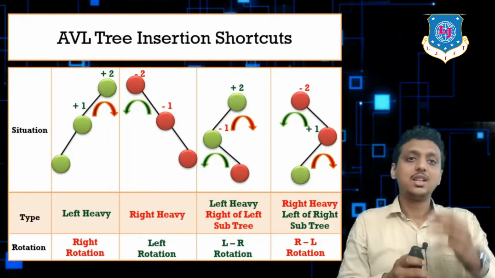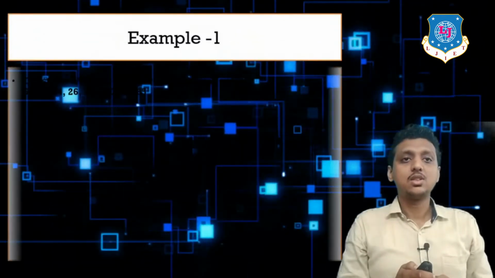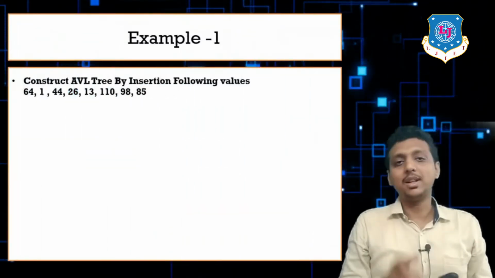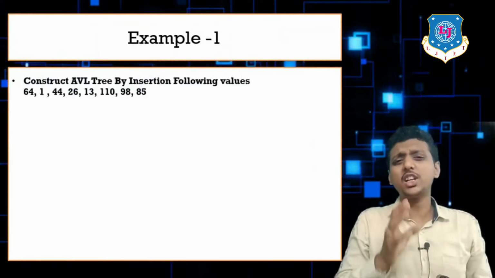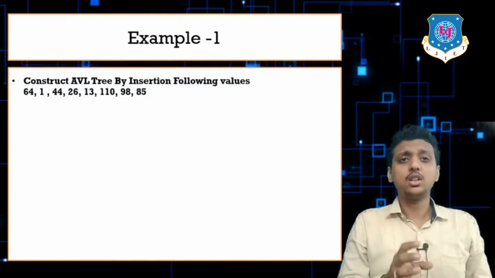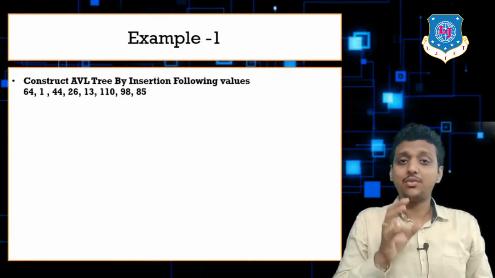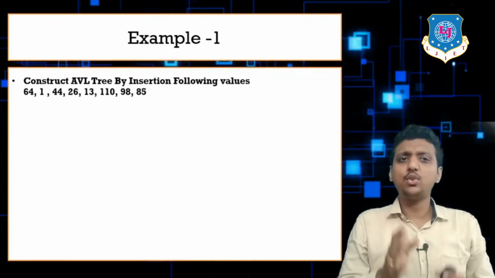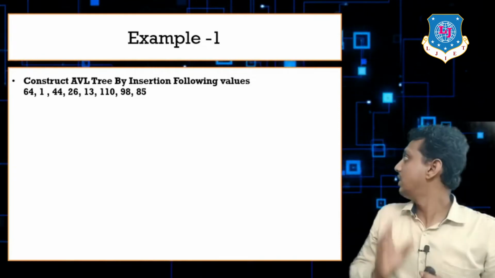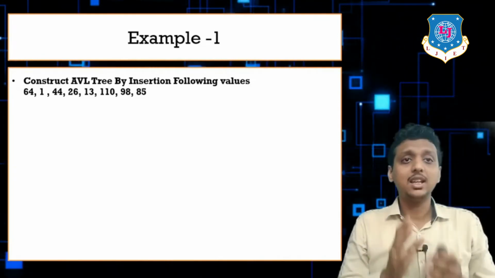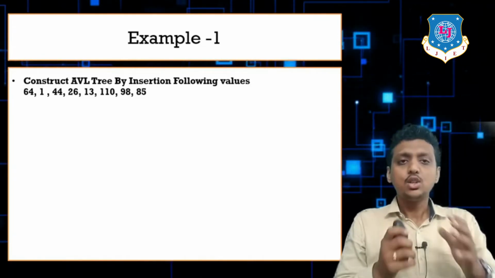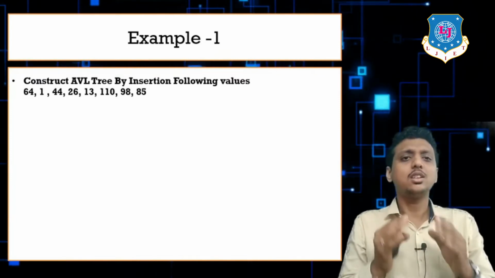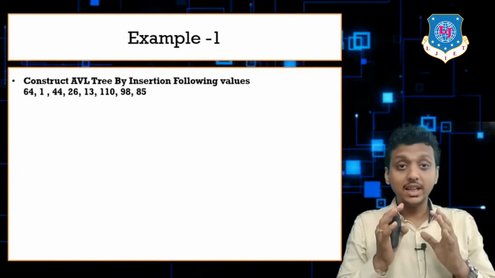Now let's start with the examples. Here we have our first example: construct an AVL tree for the following values. The values we have are 64, 1, 44, 26, 13, 110, 98 and 85. So what you need to do is construct an AVL tree.